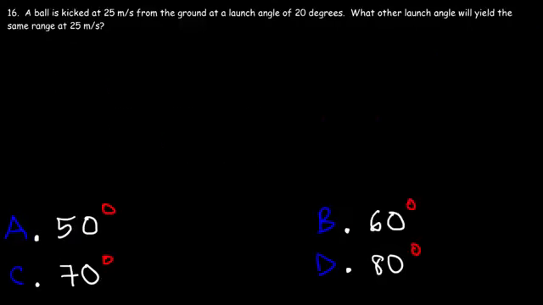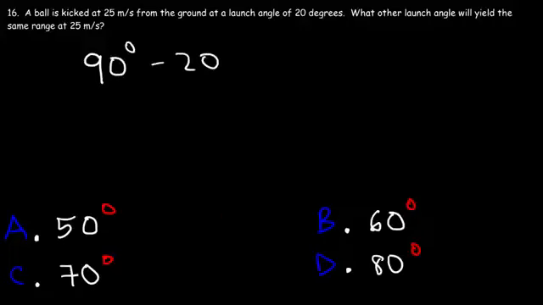Number 16. A ball is kicked at 25 meters per second from the ground at a launch angle of 20 degrees. What other launch angle will yield the same range at 25 meters per second? So how can we find the answer? Well, this is one of those problems where you just have to know how to do it. The range will be the same when the two launch angles add up to 90. So to find the answer, it's 90 minus 20. So it's going to be 70. So C is the right answer.